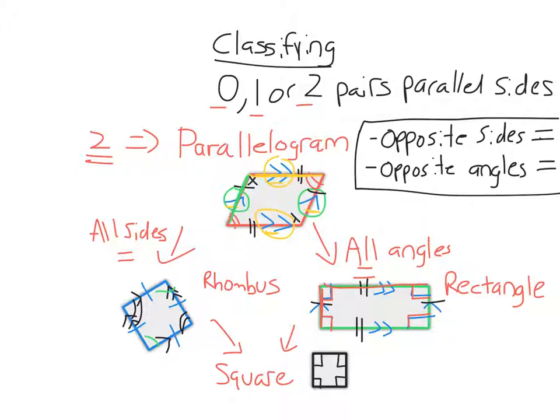A square is a special parallelogram. It has two pairs of parallel sides, but it's a special parallelogram where all sides and all angles are equal. So all four of these sides are equal, that's why it's a rhombus, and all four of these angles are equal, that makes it a rectangle. So here's something that'll blow your mind. All squares are rectangles. A square is a type of rectangle, but not all rectangles are squares.